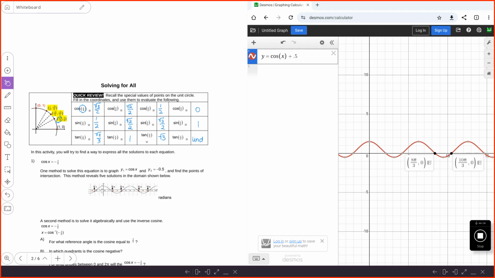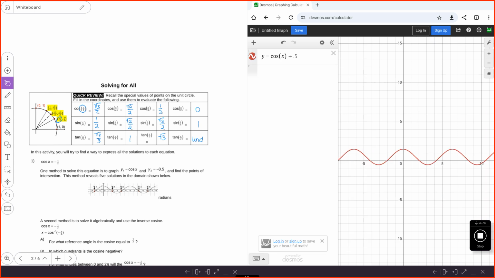So let me see. The equation that they gave me is cosine x equals -1/2. Instead of putting it in as two separate lines, cosine x and then -1/2, I moved the -1/2 over so that we could do it like we did yesterday. I typed into Desmos y equals cosine of x plus 1/2, or plus 0.5, because they called it 0.5 right there. Is everybody okay with that?